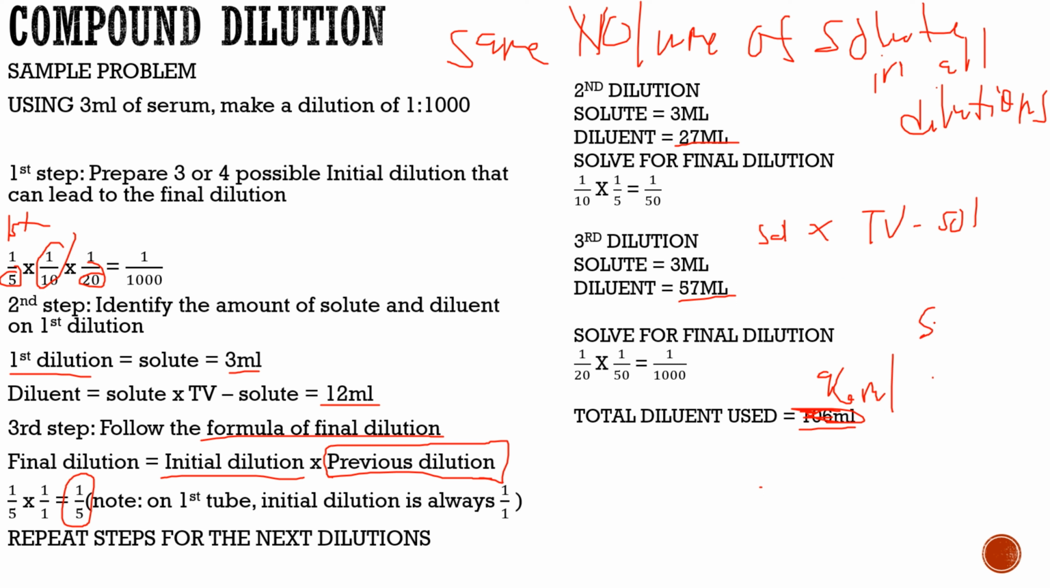Instead, kung nag-simple dilution ka, ilan yung diluent kanina? 997 ml. So, at least dito, by using multiple steps, you only use 96 ml diluent. So, I hope the compound dilution was understood. So, meron akong problem for the next slide.